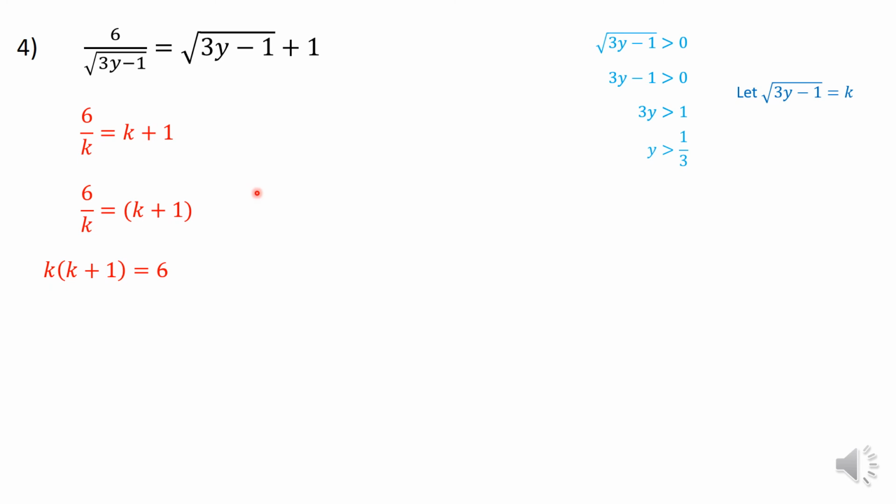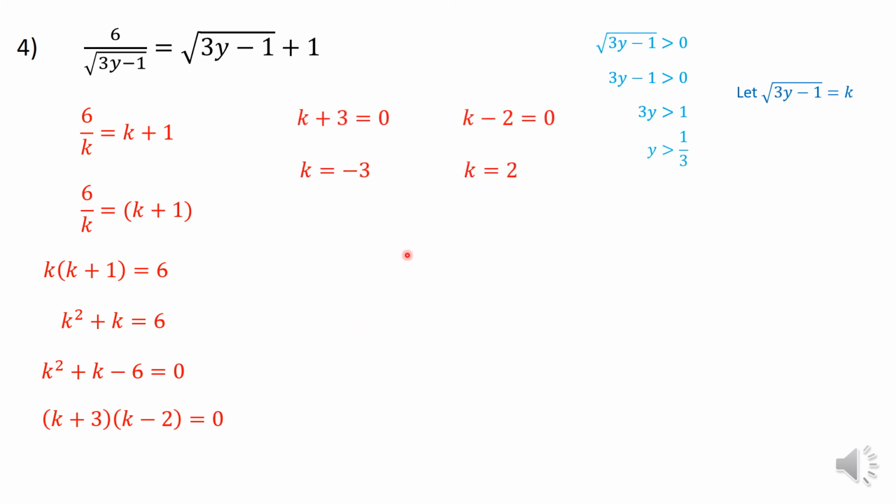The idea is you want to clear the fraction. That gives you k squared plus k is equal to 6, which becomes k squared plus k minus 6 is equal to 0. It's a quadratic equation. They should always equal to 0. This factorizes definitely to k plus 3 and k minus 2. So k, therefore, if you solve it, you get k is equal to negative 3 or k equals to 2.